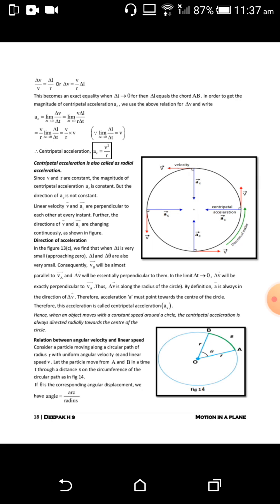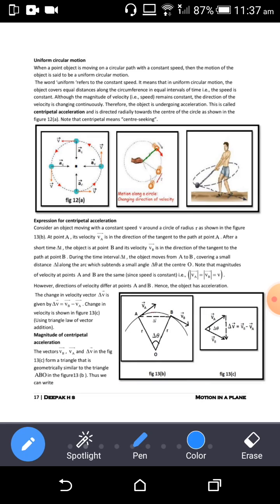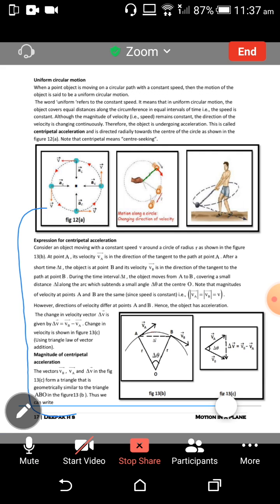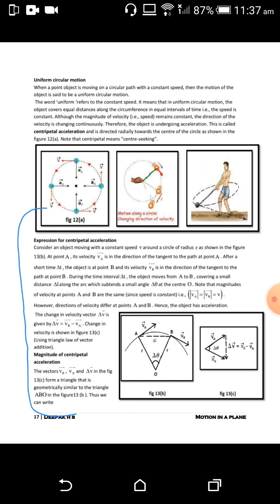Please go through this derivation since it is a 5 marks question. It is a sure question in your examination. They keep asking this question. So just go through. In the next class, we will continue with the next.